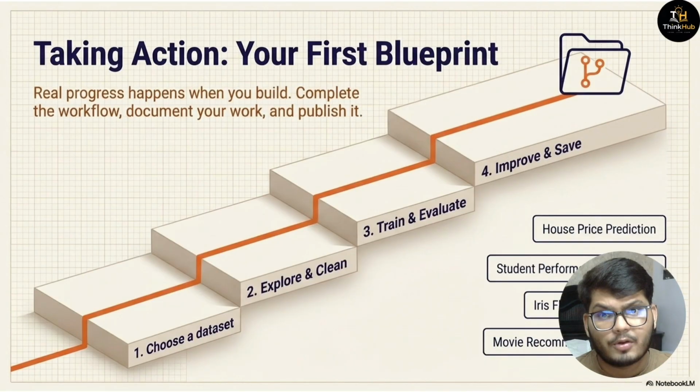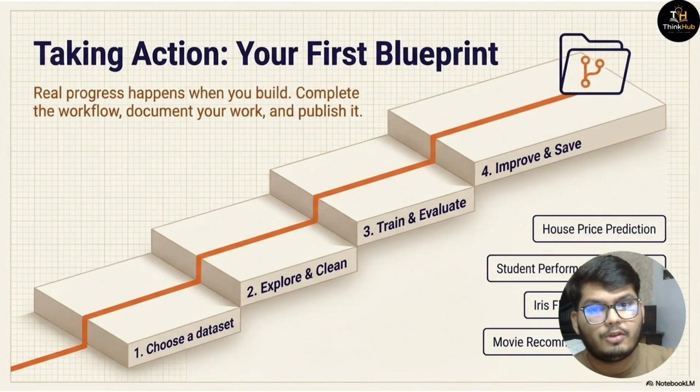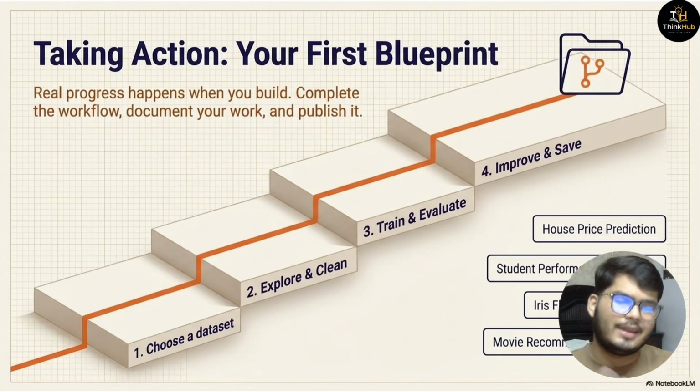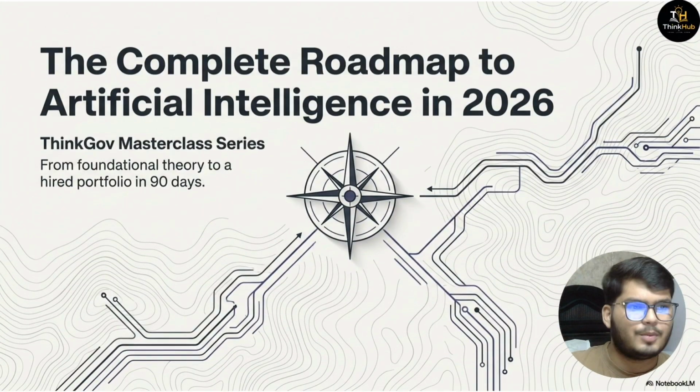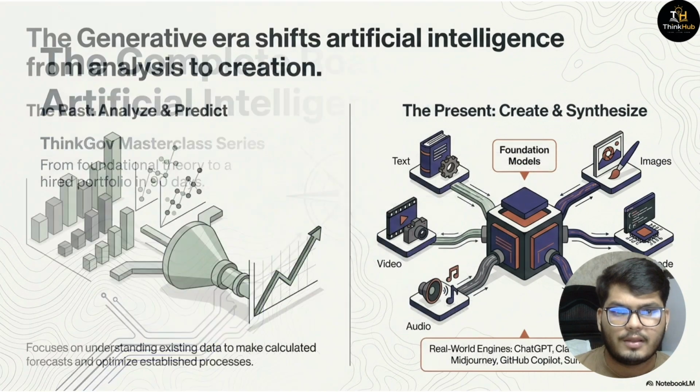Talking about action, your first blueprint is to choose a data set, then explore and clean the data set, then train and evaluate. These are some steps, you can just read them. I'm just showing you how to start, so I'm just giving you the process. You can read this PPT very easily. I'm not here to read that PPT.